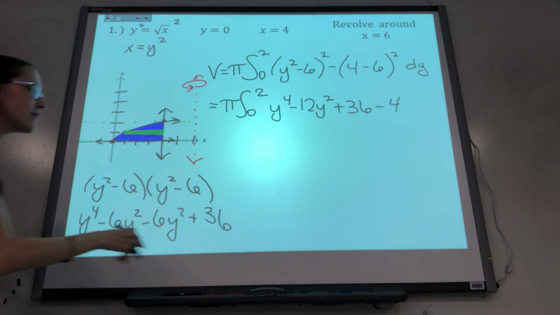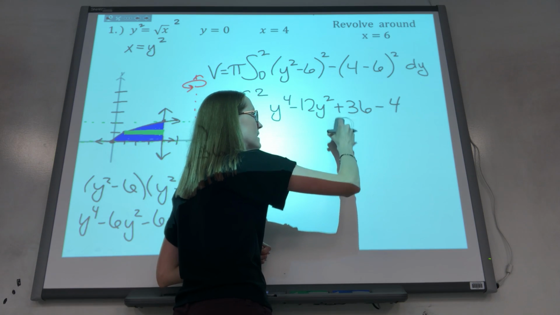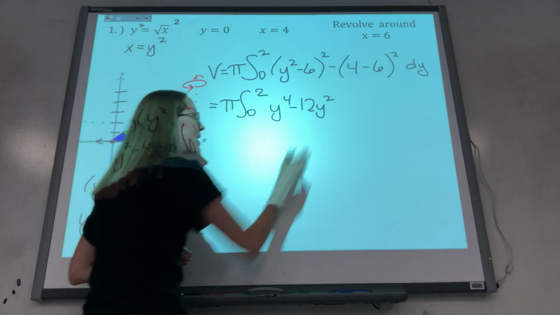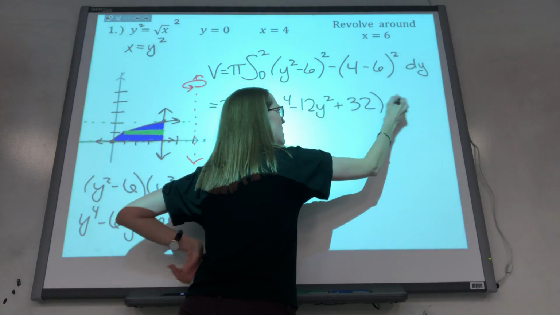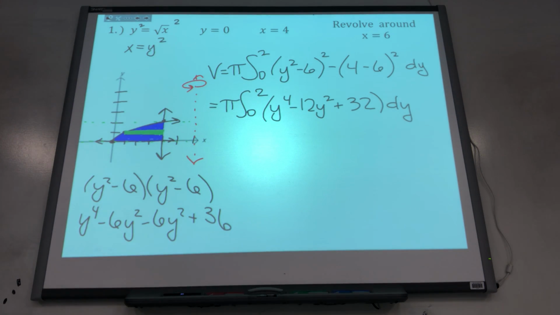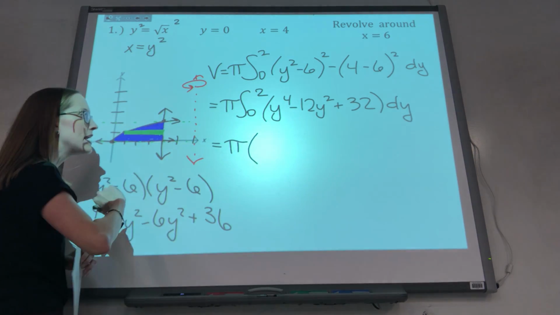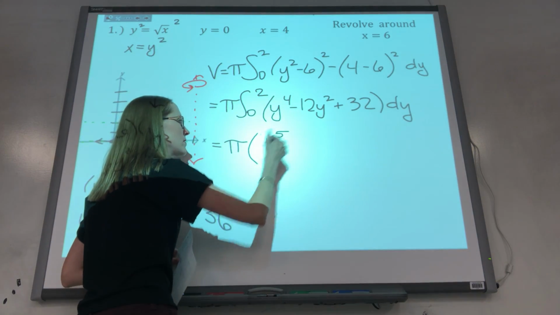Now, I'm going to try to save a little bit of room up here. I'm going to take the 36 minus 4 to make that 32. So that is what I have to integrate. Let's keep going here. Keep pi out front.